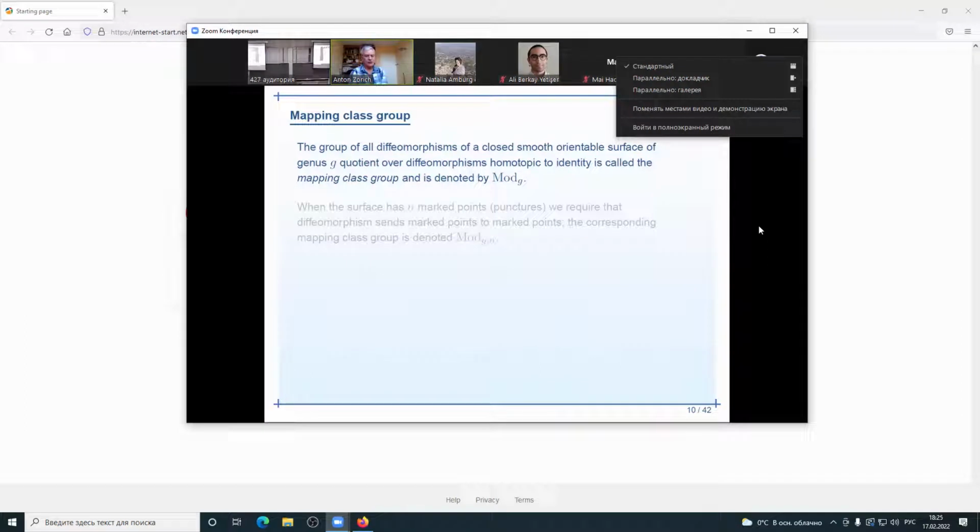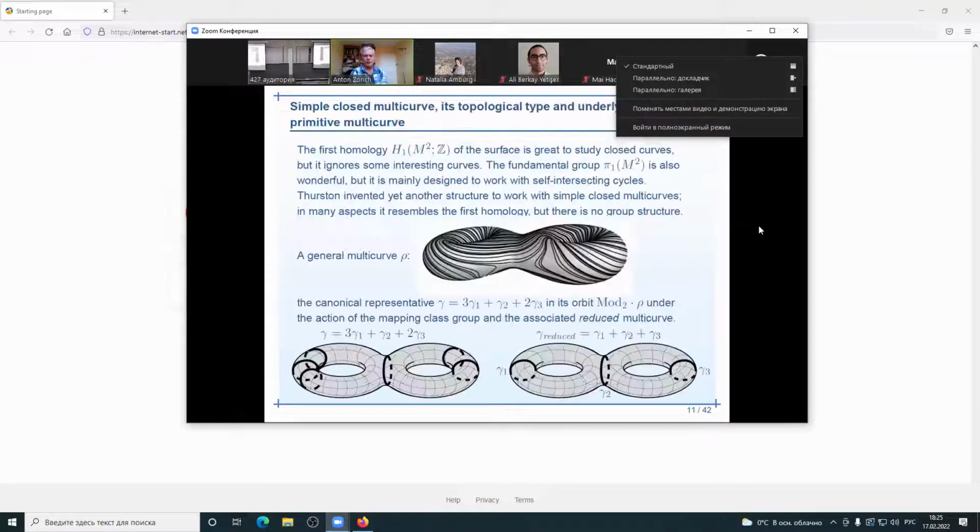And now, instead of working with all diffeomorphisms, it's often more convenient to work with a mapping class group, which is the group of all diffeomorphisms of a closed, smooth, orientable surface, quotient over diffeomorphisms which are homotopic to identity. And by convention, as I already mentioned, when our surface has marked points, we require that diffeomorphisms send marked points to marked points, respecting the ordering. Okay, so now this is a much more realistic picture of a multicurve. And this time I do not assume that it is primitive or reduced or whatever. Basically, I just draw a complicated collection of closed lines on the surface.